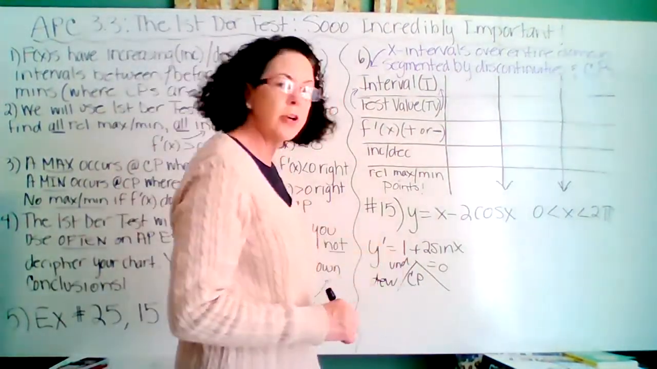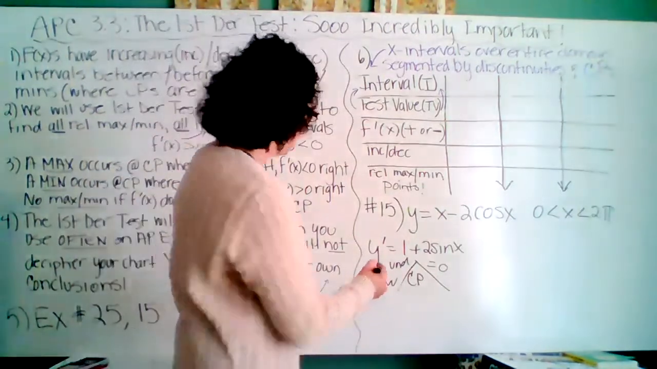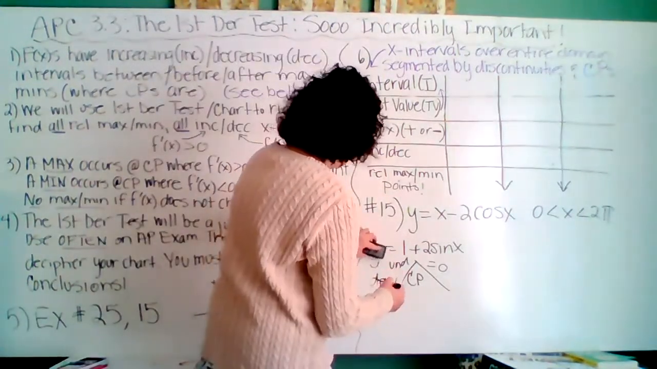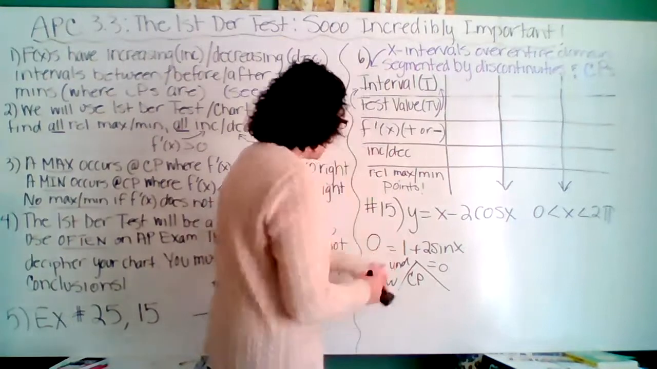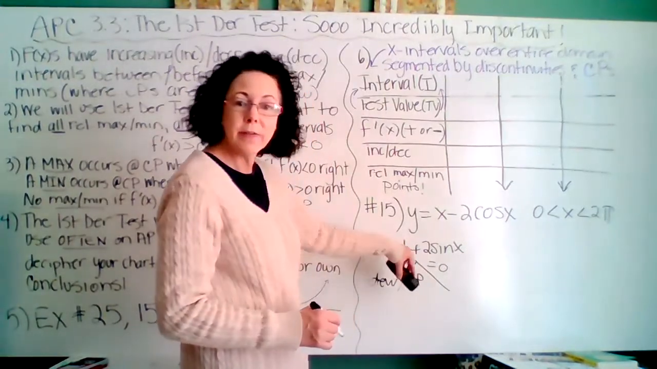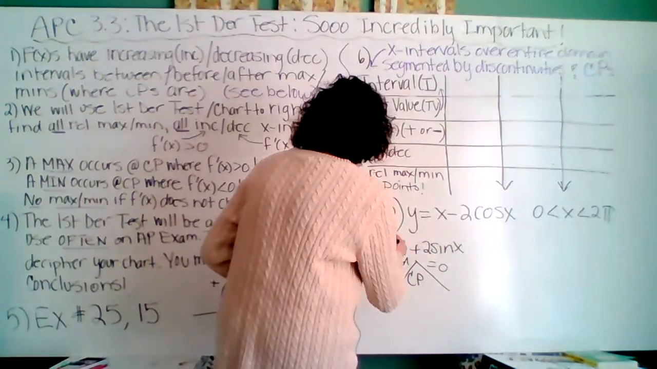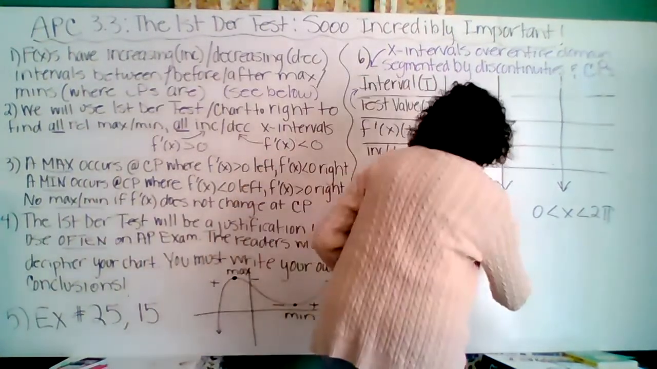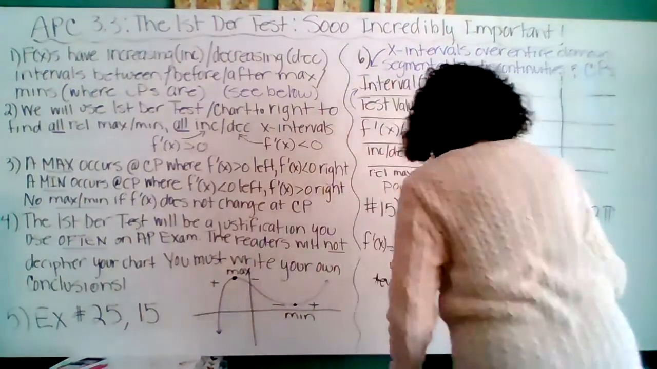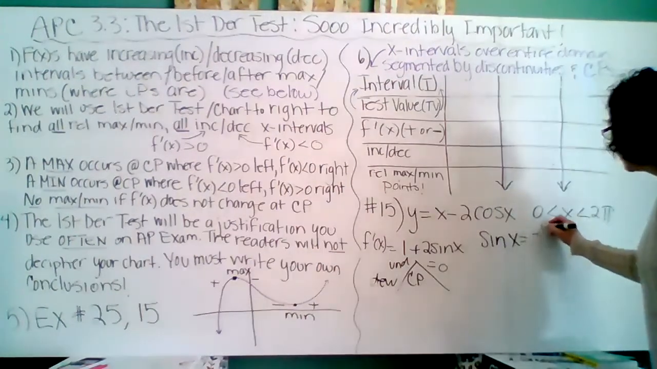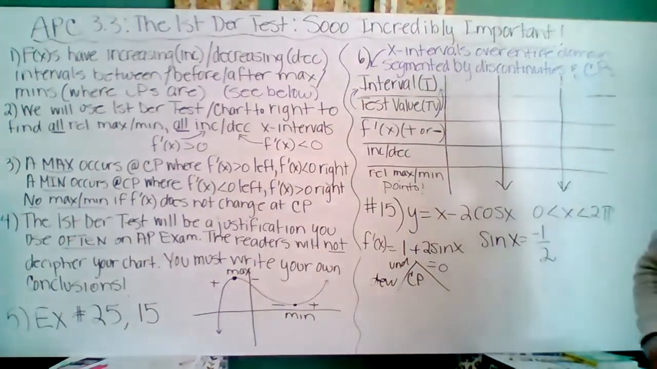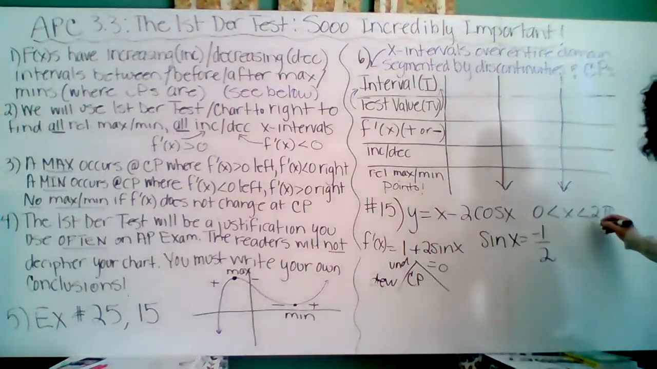This is going to take us a little bit. So when I set this function equal to 0, right here, I will subtract a 1 and divide by 2. And I get that sine of x equals a negative 1/2. Okay, this is going to take us a little bit, right?